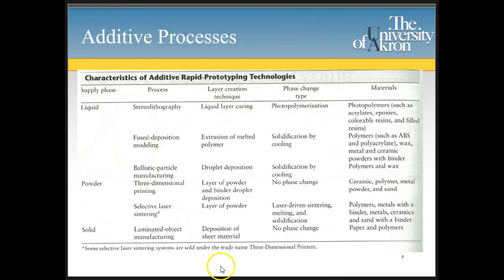These are the standard additive manufacturing processes. These are the most common, and there are variations of this. And then we go through, so this is the supply phase. What does it come in? For fused deposition modeling, it's not a liquid, it's actually a solid.